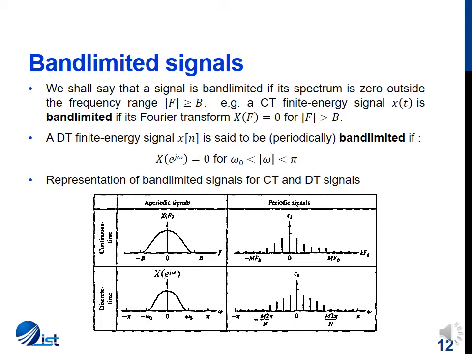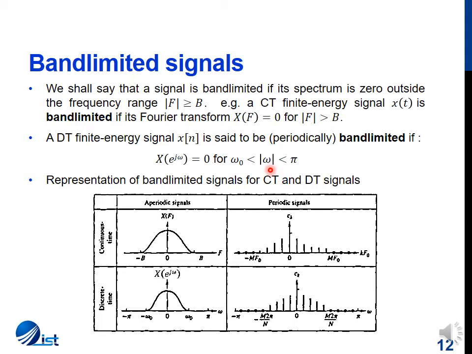When we were doing Fourier series, we saw how the spectrum can be plotted versus F or omega. In a similar fashion, the spectrum X(j omega) for the Fourier transform can be plotted against frequency F as well. But the point is the spectrum does not exist beyond a certain frequency when the signal is band limited to that frequency. For a discrete time signal, the signal is periodically band limited if the frequency spectrum is 0 for omega naught to pi variation of frequency omega.